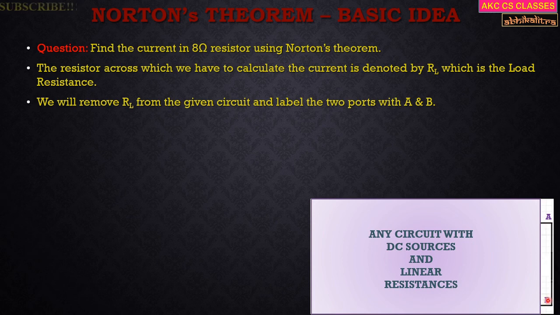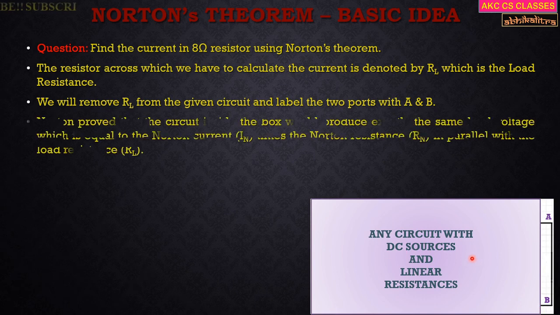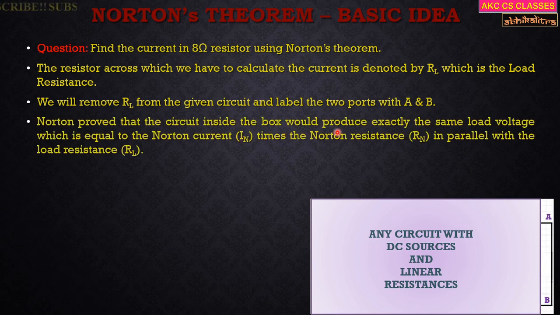The voltage drop across A and B is equal to the voltage drop or rise happening inside all the voltage sources and the resistors inside the rectangular box. And all the resistors present in the rectangular box should have an equivalent resistance, right? That equivalent resistance again is responsible for the voltage drop across terminals A and B, right? So what does Norton say? Norton proved that the circuit inside the box would produce exactly the same load voltage, which is equal to the Norton current times the Norton resistance in parallel with the load resistance.